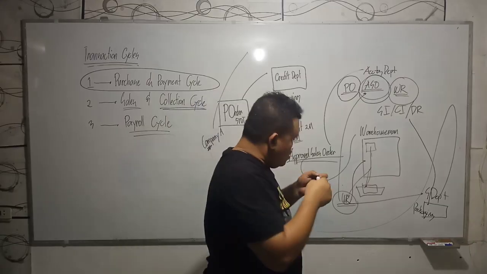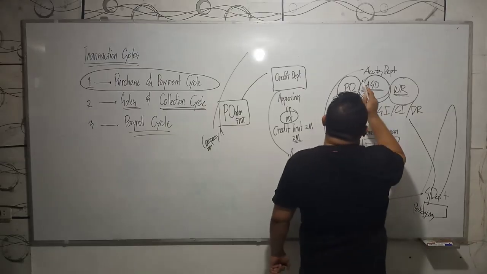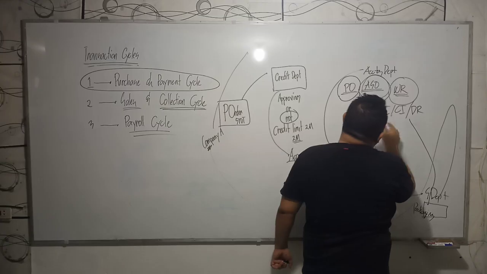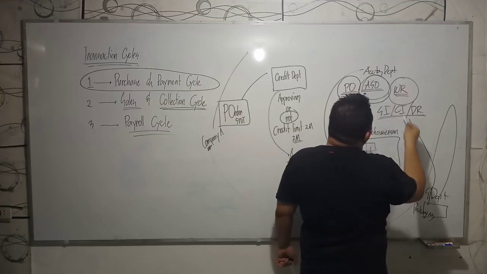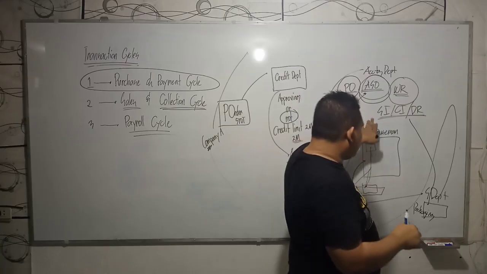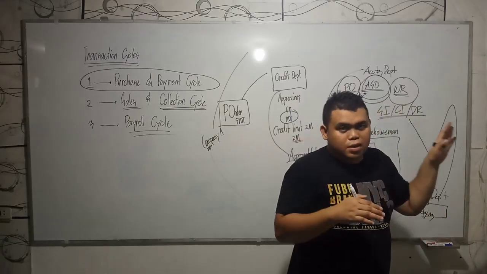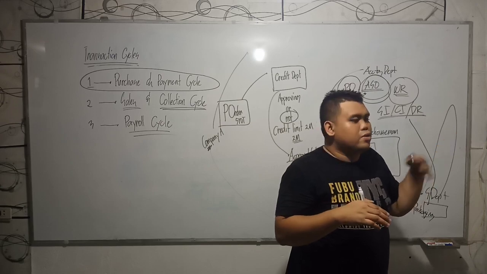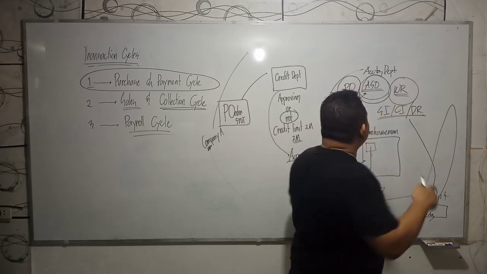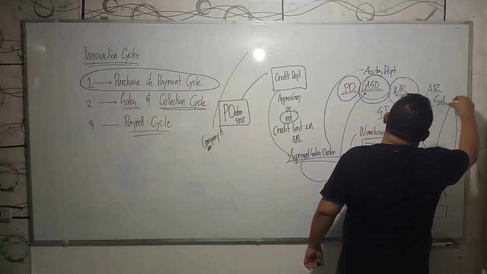But before the first of the collection cycle, the accounting department has the PO, has the approved sales order, has the warehouse report, and has already printed the sales invoice, the charge invoice, and the delivery receipt, and the accounting department is already sure that the goods have been shipped. Okay? And normally the shipping terms is FOB shipping point.